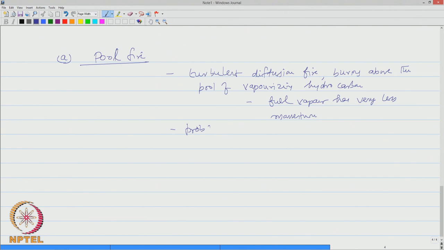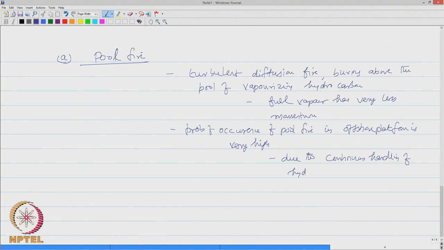The probability of occurrence of this fire in an offshore platform is very high due to continuous handling of hydrocarbons. There is a continuous supply of hydrocarbon which is being explored, processed, stored or produced. This continuous handling chain of hydrocarbon will sustain the occurrence of pool fire in a given platform.